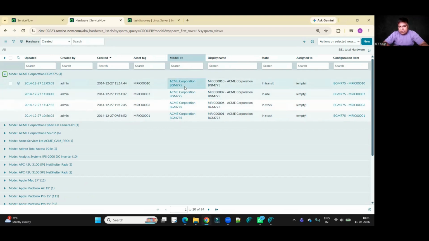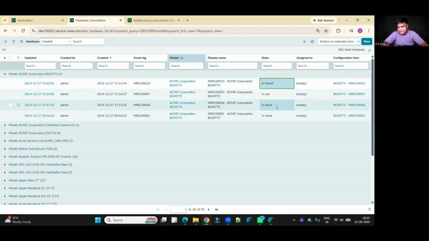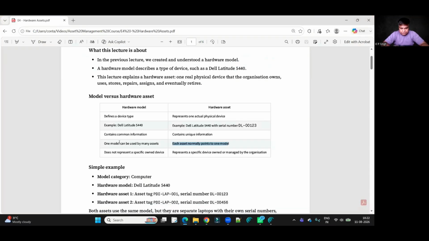So this is ACME Corporation BGM 775. This is one model. With that model, 4 items are there, 4 physical devices that are being used across the organization. Okay, you can see the state of that particular asset. This is in transit, this is in use, somebody is already using it, or this is ordered but coming in transit, or this is in stock. It means it is there. We just have to assign it to someone. Okay, so this is how model and this thing work.